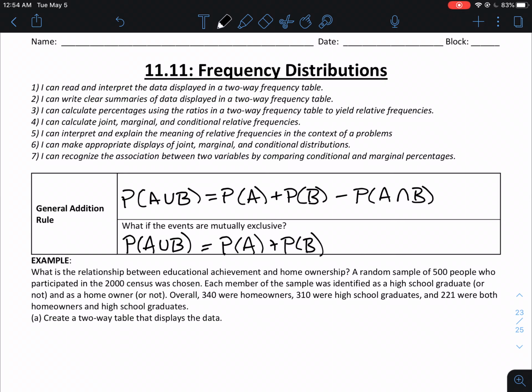Now, we're going to do that in the context of frequency tables, or frequency distributions. We're going to see a few different examples of that. We're going to see what are called two-way tables. We're going to see what are called Venn diagrams, which you've probably seen before. And we're also going to see these in the context of tree diagrams.